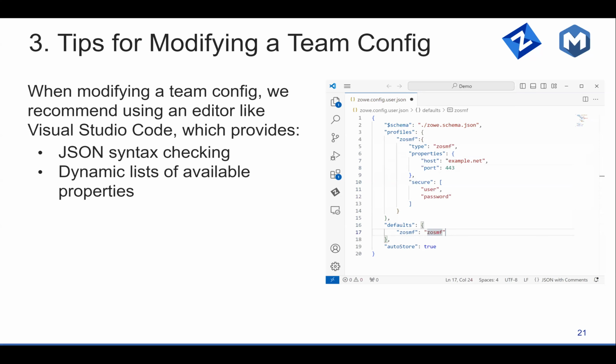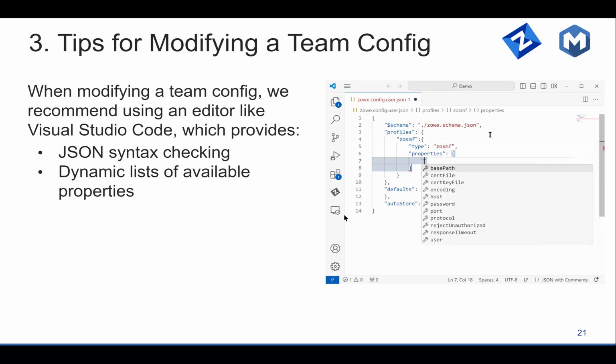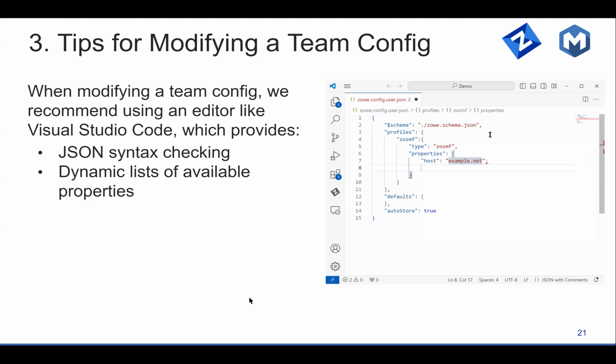You can also modify them in other editors. If you know exactly what you want to update, maybe you're just changing a port number or changing a name in a profile, you could use any editor really. It's not a big deal. But I find in my own practice that having these lists of available properties is massively helpful.